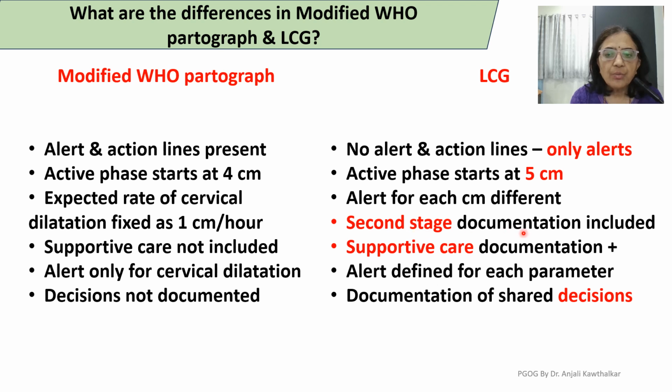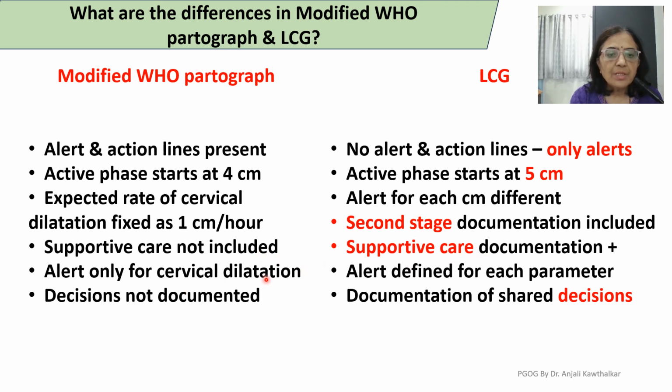Second stage documentation is also another important change which was missing here, because in second stage with strong uterine contraction sometimes there is a change in the fetal condition. Fetal compromise can occur, as well as descent is sometimes not proper or as expected, that is also another feature which is important for the second stage monitoring. Supportive care was not included, which is now documented here.